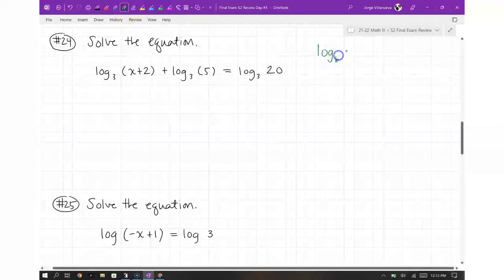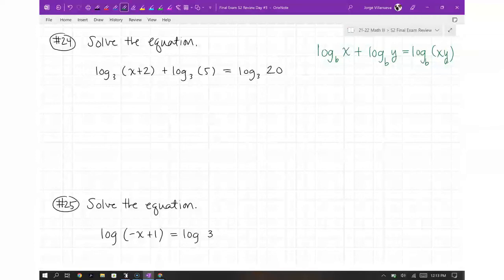Log base b of x plus log base b of y is log base b of x times y. So if you have two logs adding together, it results in a multiplication. Okay? So you're going to keep the same base, but it's going to become a multiplication. That's one property you're supposed to know.